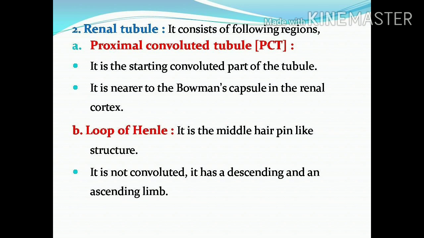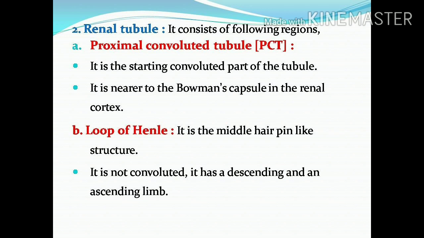And it lies nearer to the Bowman's capsule in the renal cortex. That's why it is called proximal. It lies nearer to the Bowman's capsule in the renal cortex region. That is what is called the proximal convoluted tubule, or PCT.